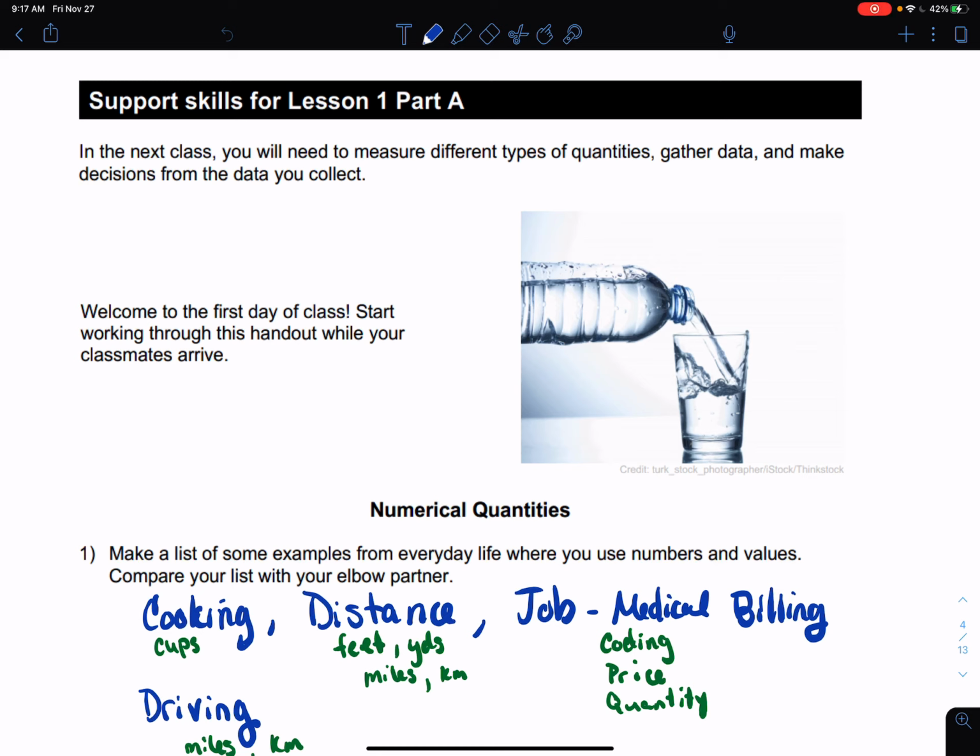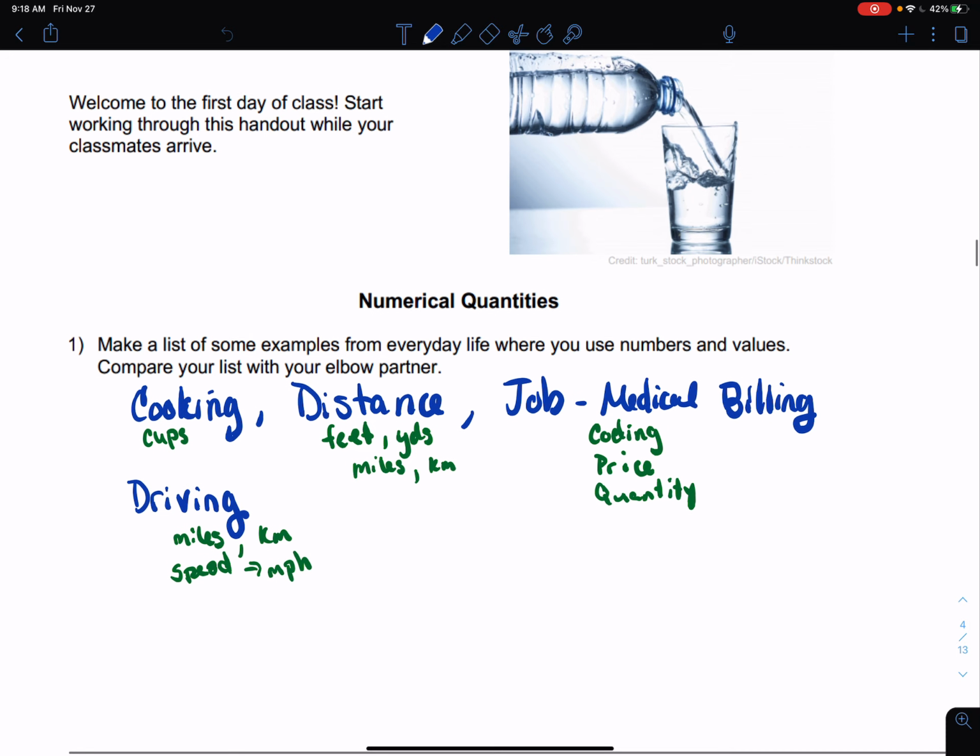Let's look at the support skills for Lesson 1, Part A. In the next class, you will need to measure different types of quantities, gather data, and make decisions from the data you collect. So welcome to the first day of class. We're going to look at this handout.